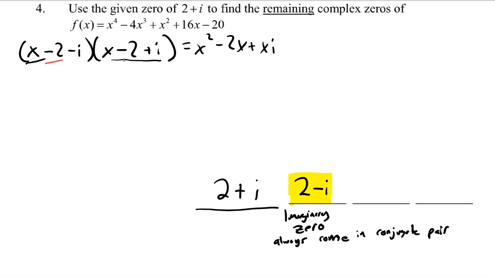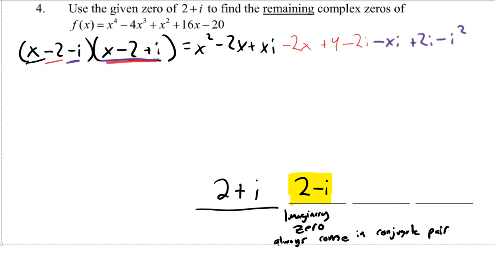If I did negative 2 times all 3 of these, you get those 3 terms. And then negative i times all 3 of these. Minus i squared. Okay, so every one of these things has to get multiplied by every one of those things. 3 times 3 gives you 9 things. So at first you might think, well, how is this supposed to be helpful?